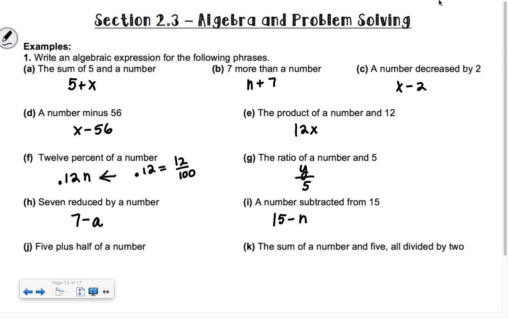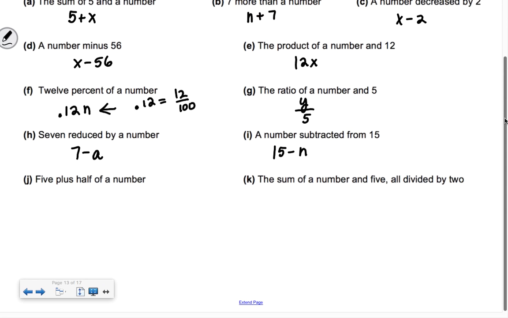And then 5 plus 1/2 of a number. So you're going to have 5 plus half of a number, so 1/2 x. The sum of a number and 5, all divided by 2. When I say the sum of the number and 5, that's going to be a number plus 5, and then all of it's divided by 2. So all over 2, like that. Does that make sense? You could also have n plus 5 and multiply by 1/2, right? You could do that as well. Either way.